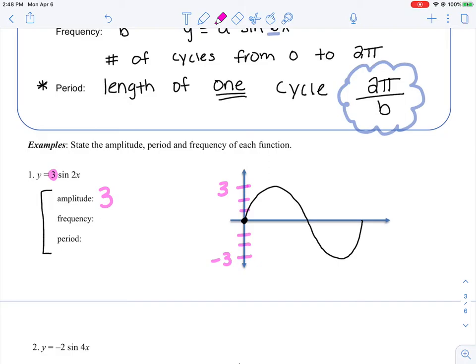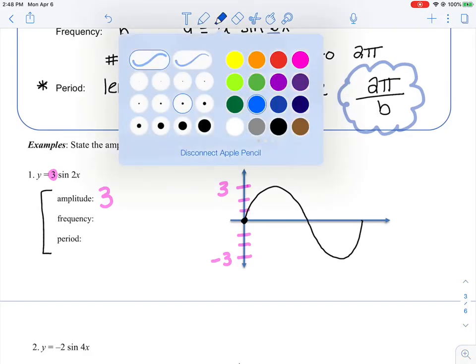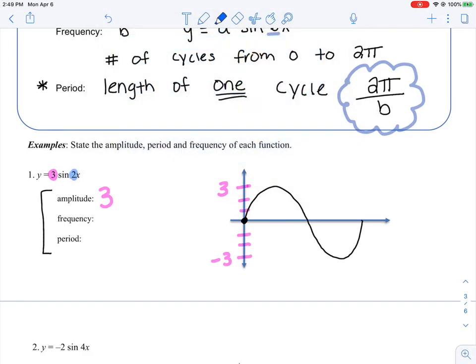To label your x-axis, we have to use what we did today. So our x-axis comes from this b value. So my frequency or my b value is 2. To calculate my period, I need to use this formula, 2 pi divided by that b value. So 2 pi divided by 2, which my 2's will cancel out, or in your calculator, you could do 2 divided by 2, and I end up with just pi.